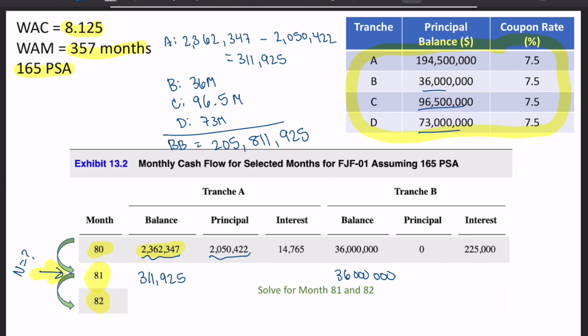If we count down, month 1 in the table is the original 357, month 2 would be 356. So when I get to month 81, I end up with 277 as my N value.